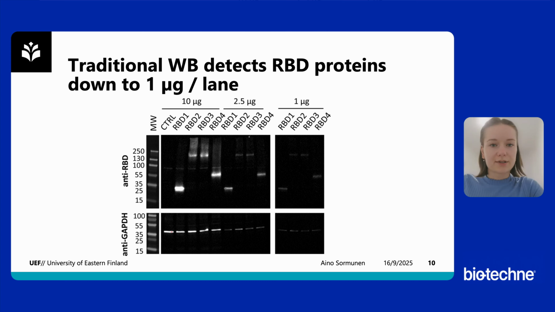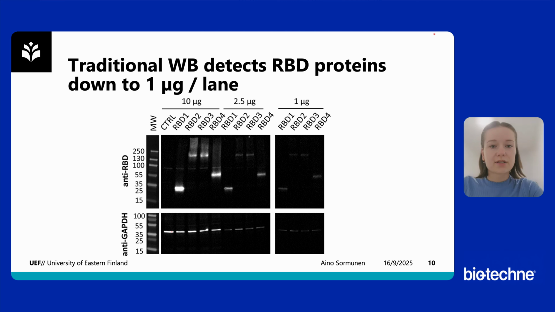Then let's have a look at the results. So here you can see the membrane images from traditional Western blot showing the different sized RBD proteins. The sizes of the proteins that were generated were 35, 65, and 215 kilodaltons. And then as the housekeeping protein, we had GAPDH, and that sits at 42 kilodaltons.